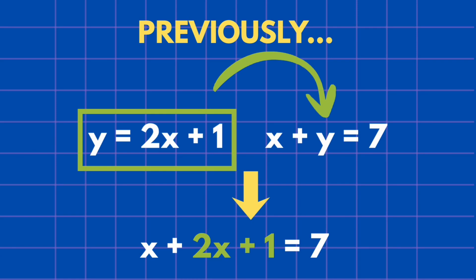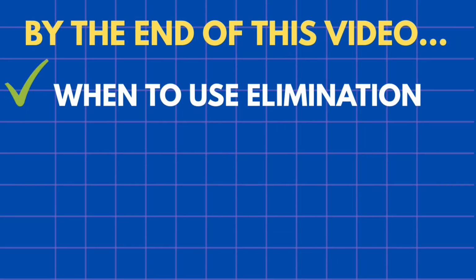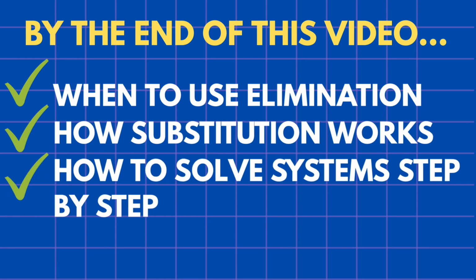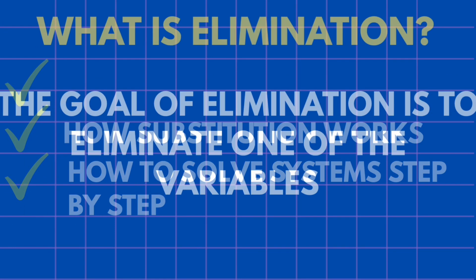The answer is no. Today we're going to learn another powerful method called elimination. Instead of replacing one variable with another expression, we're going to make one variable disappear completely. By the end of this video, you'll know exactly when to use elimination, why it works, and how to solve systems step by step.